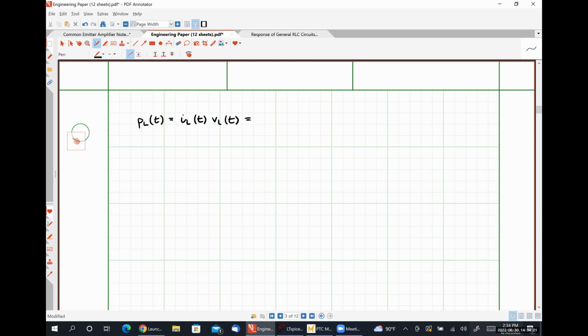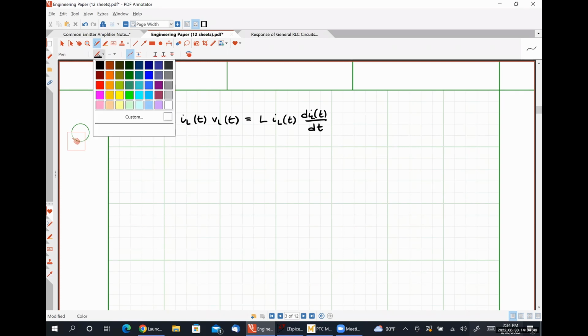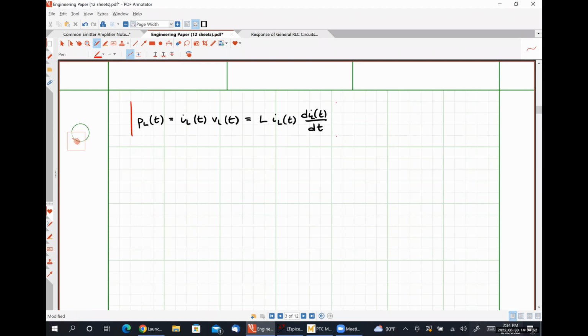If we use equation 1 to express the voltage drop across the inductor in terms of the current flowing through the inductor, this becomes L times I_L times dI_L/dt. So make sure that you can see that that's I_L. There we go. So this is our power relationship. This is equation number 3 regarding the behavior of an inductor.